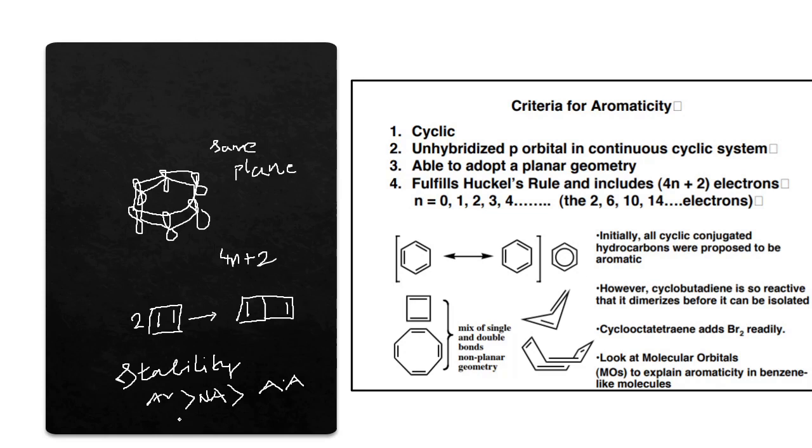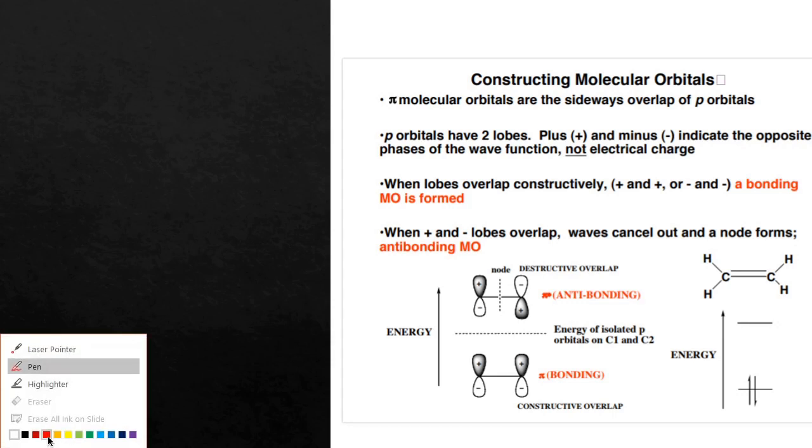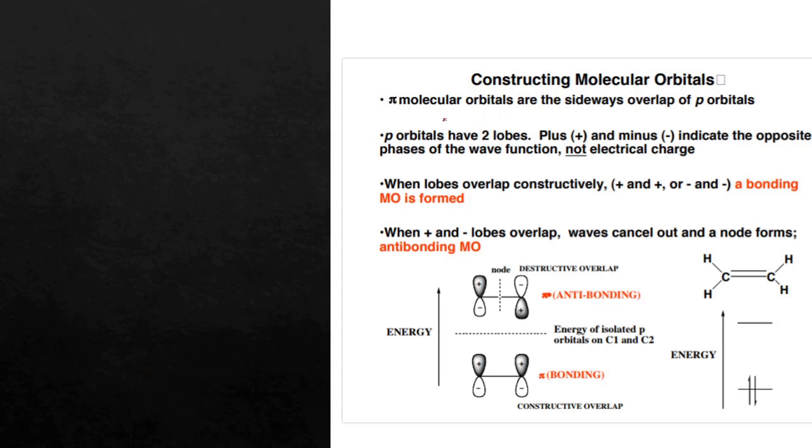If you want to get the answer for this, or the existence of these systems, then we have to look into the molecular orbitals, especially in benzene, to start with. So we would like to understand what exactly happens there. Now when we try to construct the molecular orbitals, the pi molecular orbitals are formed by the sidewise overlap of p orbitals.